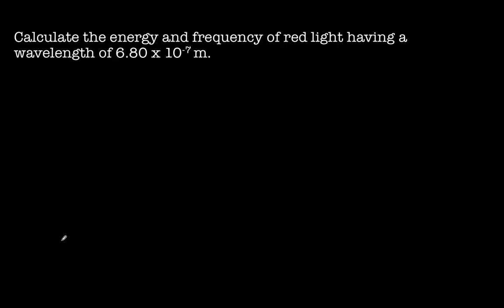One left. Let's do problem 5. Calculate the energy and frequency of a red light having a wavelength of 6.80 times 10 to the negative 7th meters. Well, sounds very, very simple. If you've been following along, same thing, E equals h times f. Let's solve then for my frequency. I'm going to skip some steps and say just this, c equals wavelength times frequency.